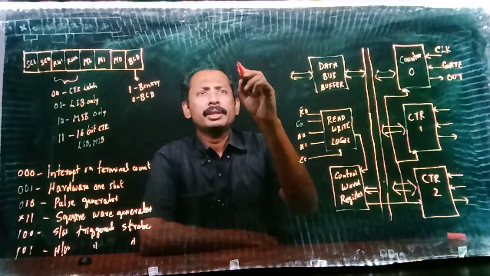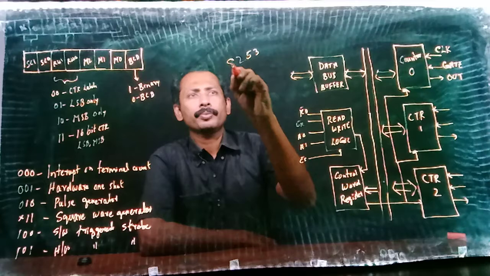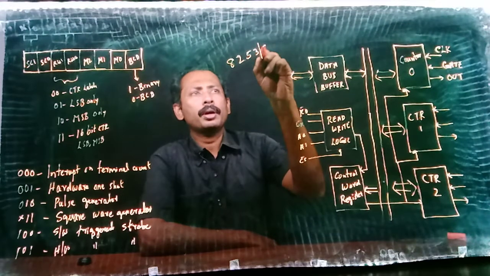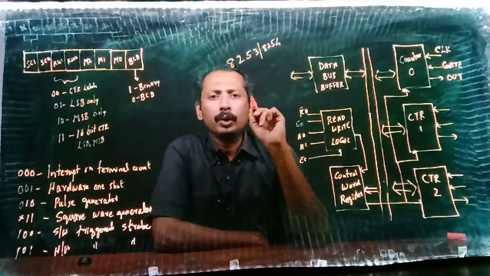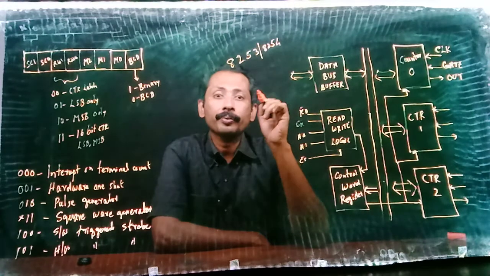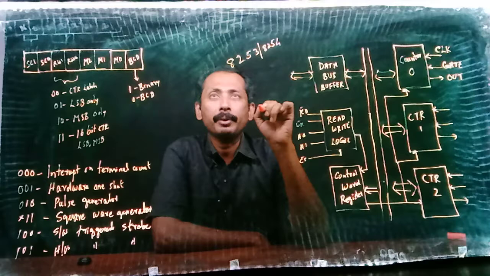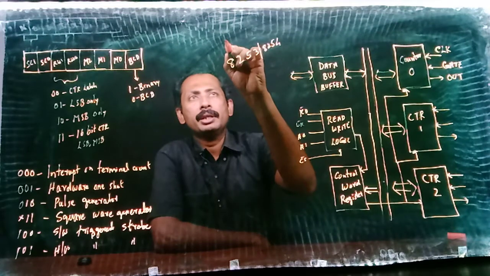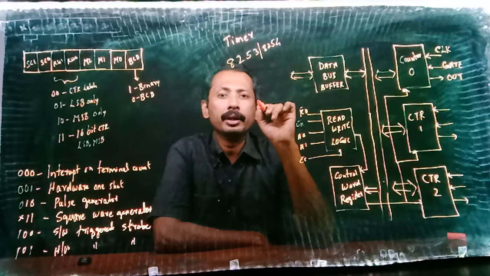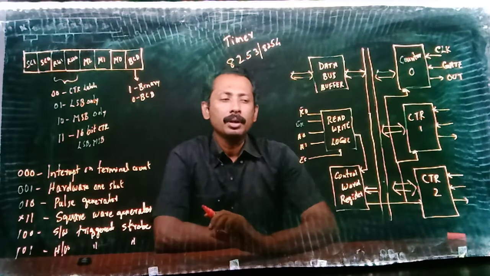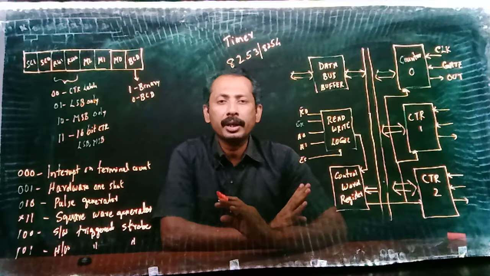We are dealing with the IC called 8253 or 8254. 8254 is the newer version of the 8253, and this IC is called the programmable interval timer. So this IC is a timer IC, a programmable interval timer IC. As the name indicates, this IC is used for maintaining time.